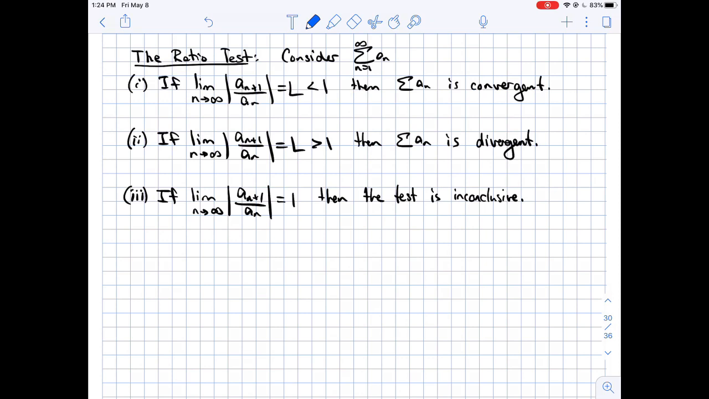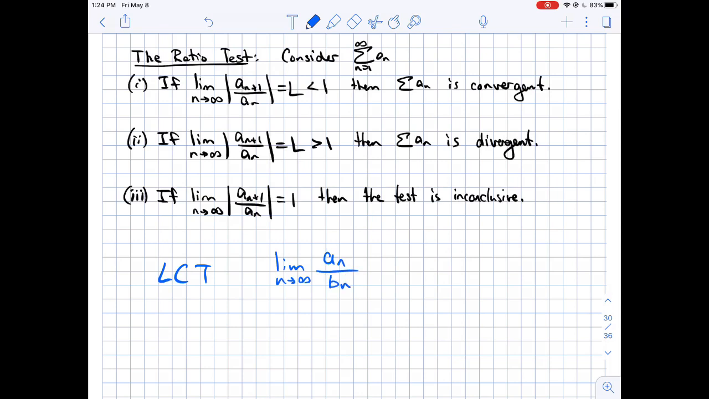Here we have the ratio test itself, and we're taking a series, the sum of a_n, and we're going to be doing a limit on it. We're doing the limit of a_(n+1) divided by a_n. First off, this might remind you a little bit of the limit we did in the limit comparison test. In that test, we were doing the limit of a_n divided by b_n, and we wanted to know what happened with that ratio.